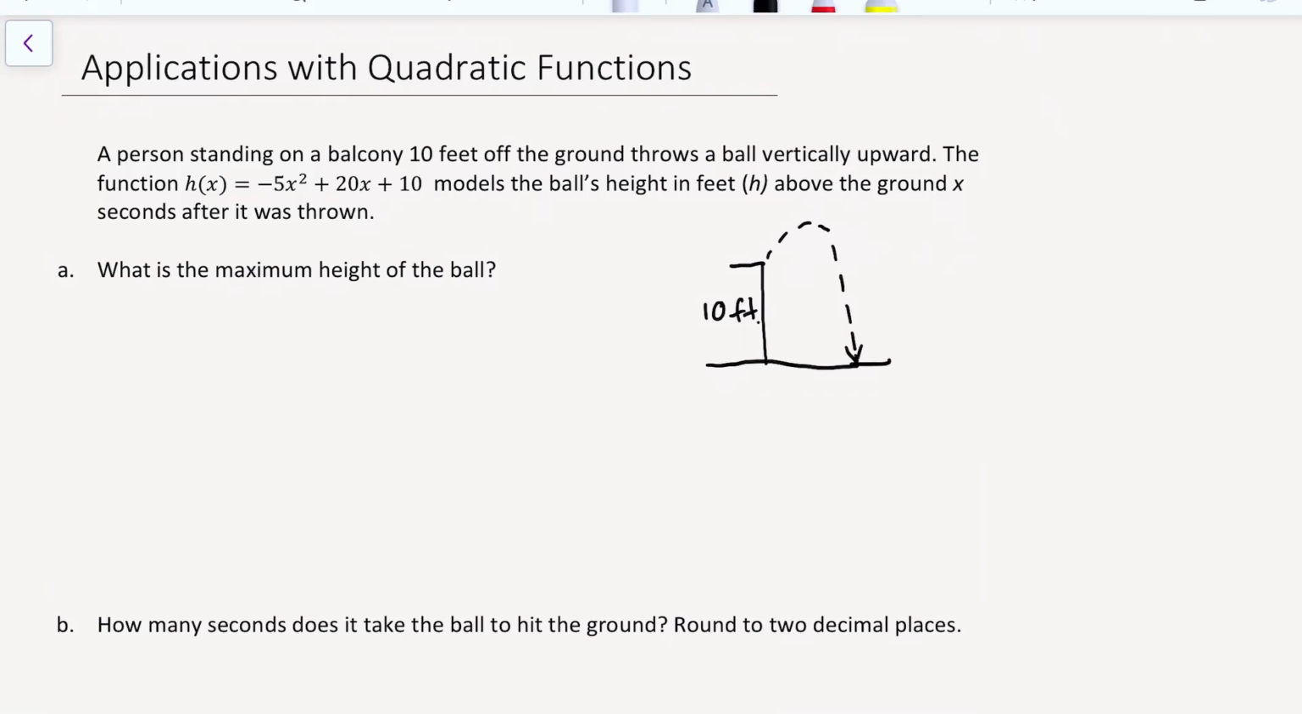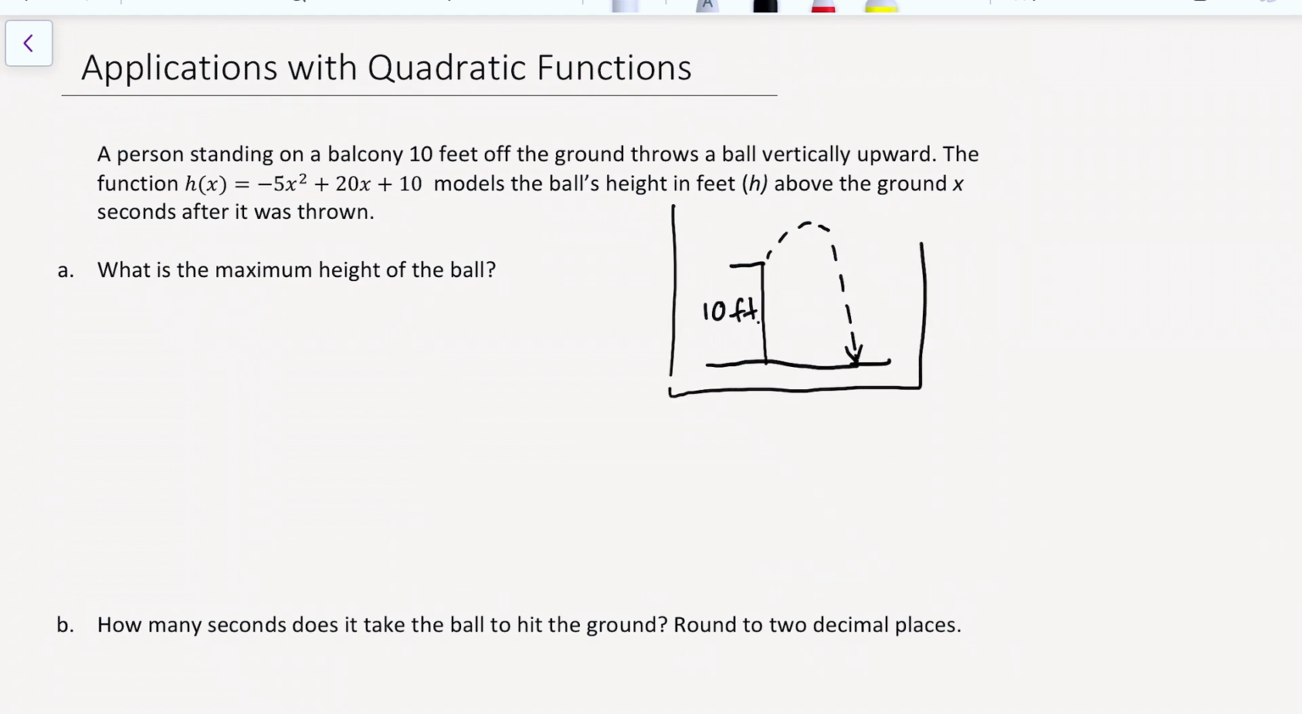In this video, I would like to look at one application problem that involves a quadratic function. We can apply everything that we've learned about the properties of these functions to solve real-world examples. So imagine you have a person standing on a balcony 10 feet off the ground. They throw a ball upward. The ball is going to go up into the air and eventually come down and hit the ground.